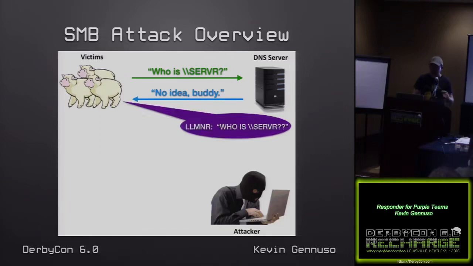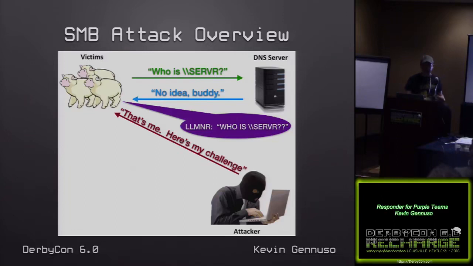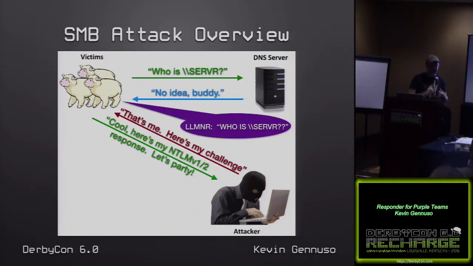So the client, if configured to do so, will beacon out to the world on its local subnet, saying, hey, I'm looking for this serve R. Where is this thing? And the attacker, if running Responder on that same subnet, will say, hey, that's me. Send me your challenge, or here's my challenge. And then the endpoint will respond back with either NTLM v1 or v2 creds. At that point, the attacker can take that and attempt to crack those credentials offline, or they can use it for a man-in-the-middle type situation.